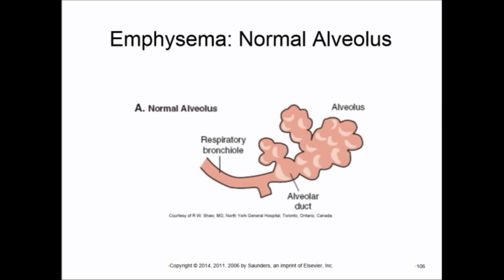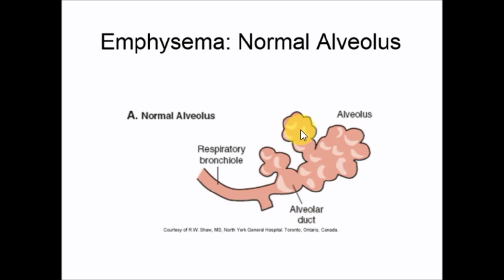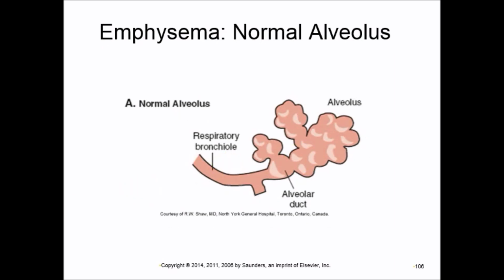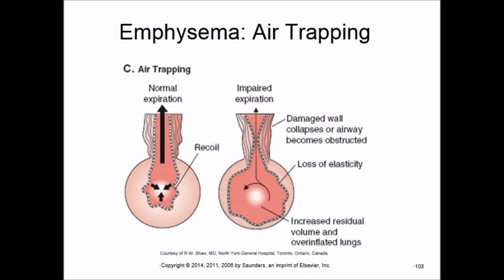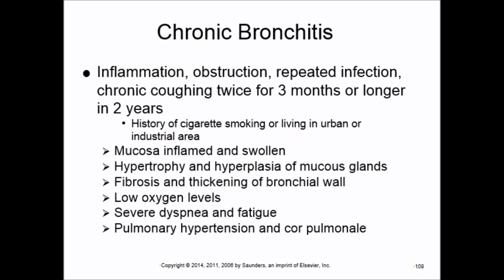This is how the normal person looks like. See how the alveoli looks small and fine. So this is a normal lung with a normal alveoli. This is the emphysema that was all lost. These walls that was here and the septa is all lost, and this is overinflated alveoli. And this is how it can be closed if emphysema occur.